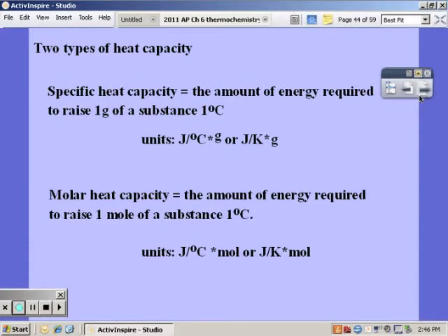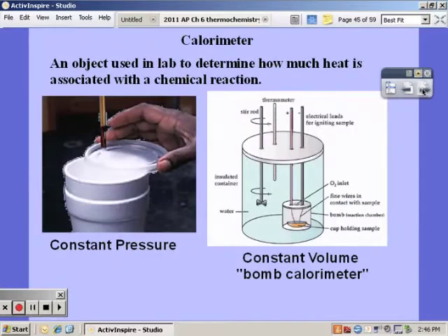So the units are joules per degree Celsius times grams, or you can have Kelvin instead of degree Celsius. While molar heat capacity is the amount of energy required to raise 1 mole of a substance 1 degree Celsius. Notice instead of grams, there's moles in the units, so be careful of which one they give you.